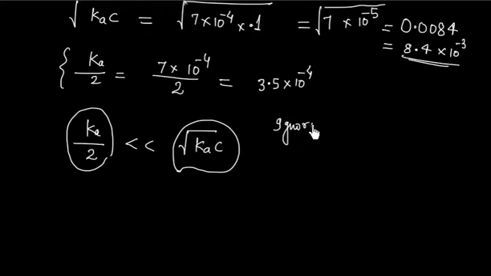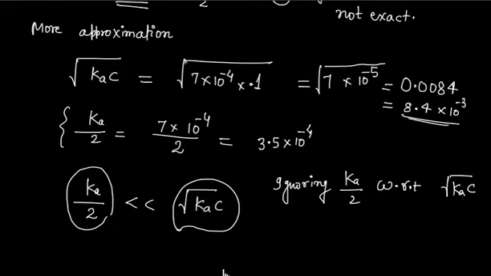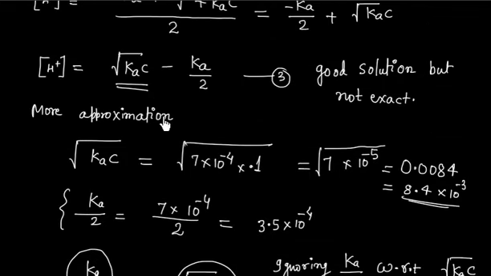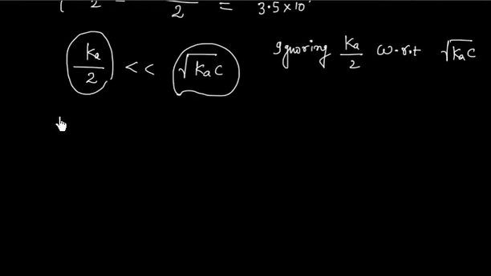So what we can do, ignoring Ka by 2 with respect to under root Ka into C. If I do this, what will happen? If I ignore this Ka by 2, what will be the H plus concentration? So I have H plus equals under root C into Ka minus Ka by 2.